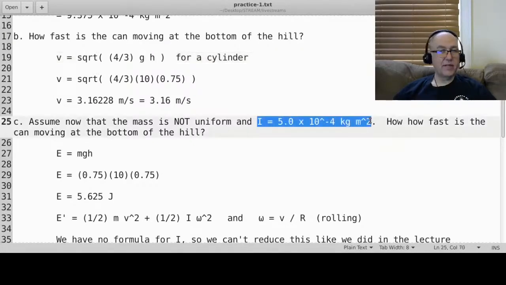But if you're in a situation where you don't really have a solid material, or the I is different than the value for a sphere or cylinder, you might say, well, why would the I be different? Because the mass is not uniformly distributed, and so those formulas don't hold. Well, in that case, you have to go back and just redo the whole energy analysis from the beginning.